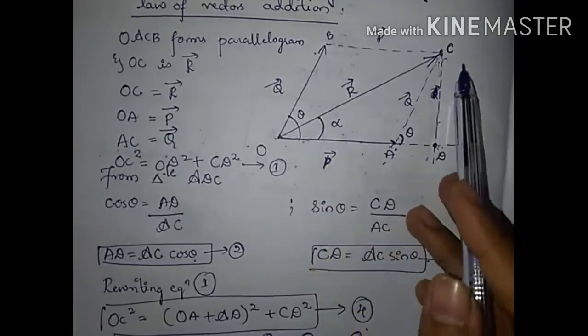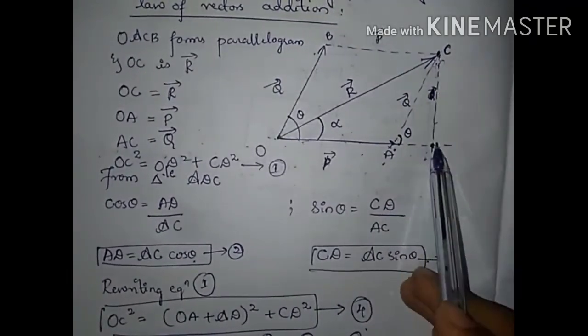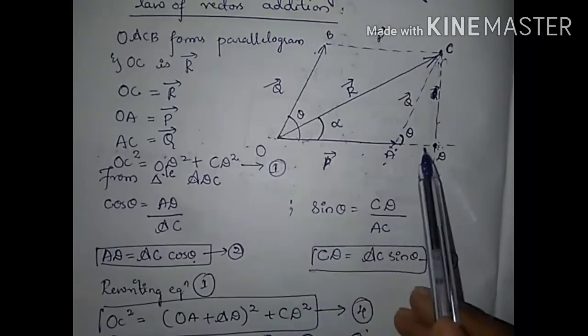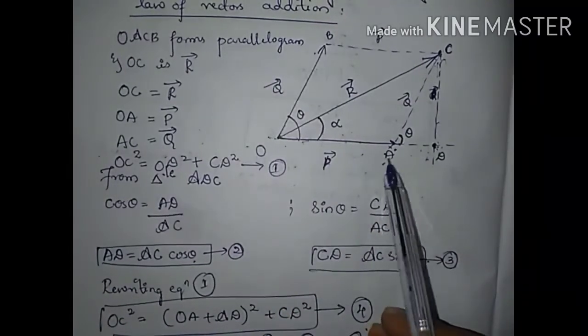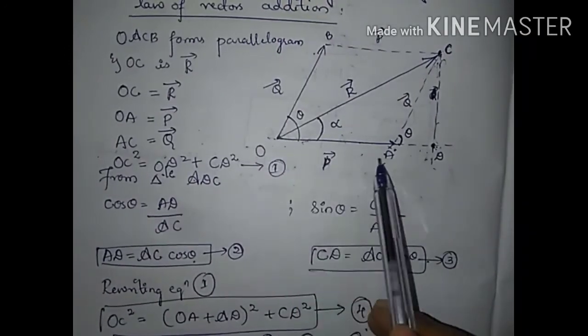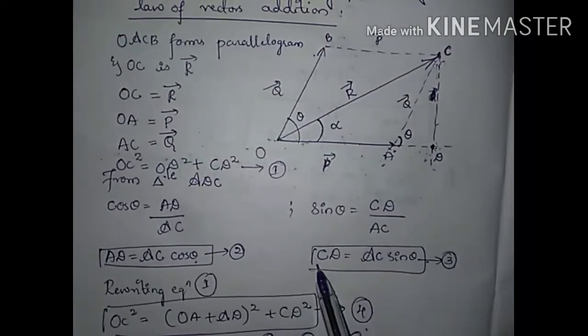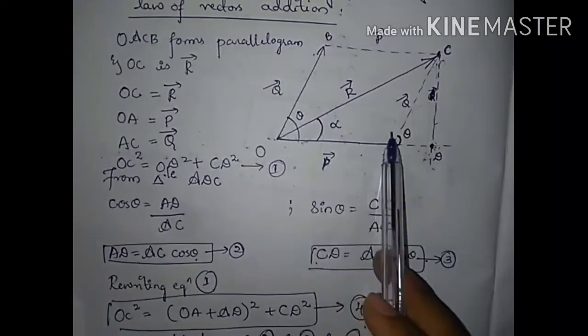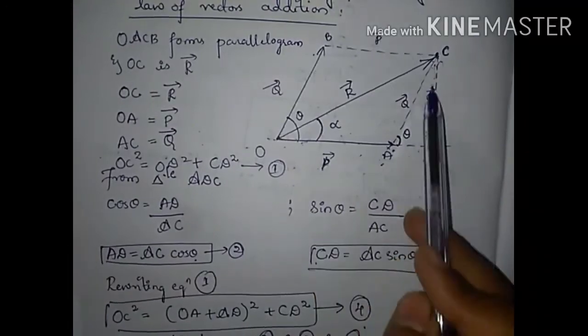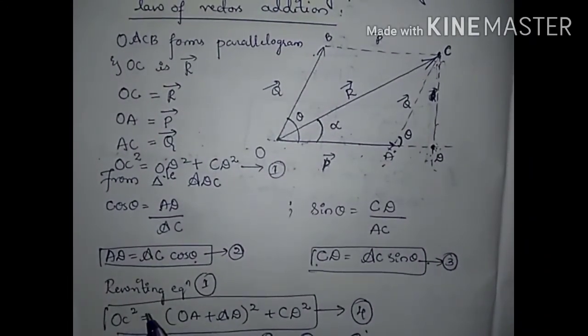Tan alpha will be what? CD divided by OD. So CD is known, and OD you can write as OA plus AD. You know AD, you know OA, and you also know CD. So CD is here, AD is here, OA is P. If you substitute all these in tan alpha, then you will get the direction.